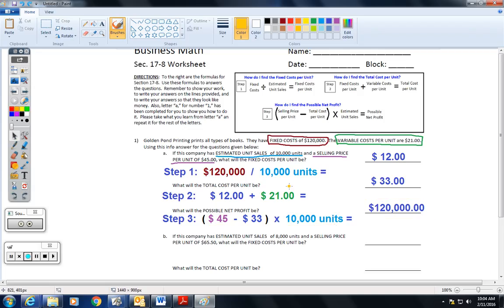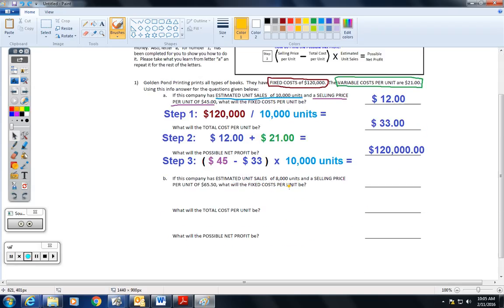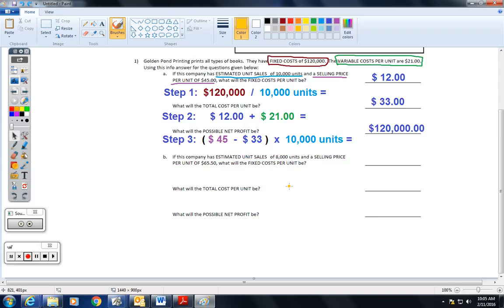Now, it looks like we're done with my example. You're going to have to do letter B on your own. But when you're doing letter B, you're going to notice that this time we don't have 10,000 estimated unit sales. This time it's 8,000. That's different. And our selling price is a little bit different per unit. Our selling price is $65.50. It's not that 45 number. Okay? So we've got a few new dollar amounts and numbers that we have to deal with.